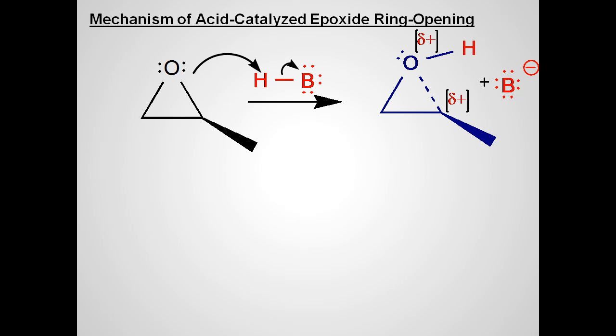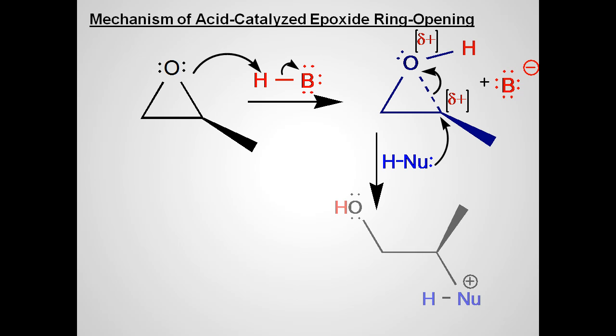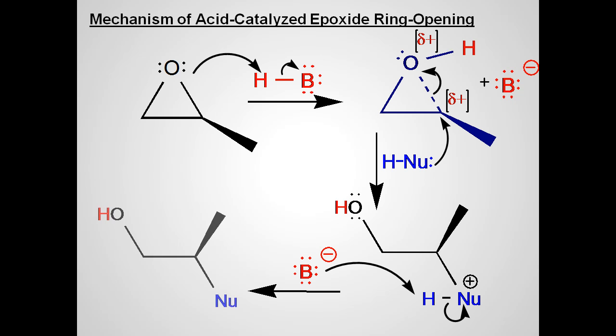nature of the substituent. A weak nucleophile will thus attack the carbon that bears the partial positive charge, thereby breaking this carbon-oxygen bond, resulting in the protonated ring-open species. This intermediate will be deprotonated by the conjugate base of the original acid to yield the ultimate ring-open product and regenerate the acid catalyst.